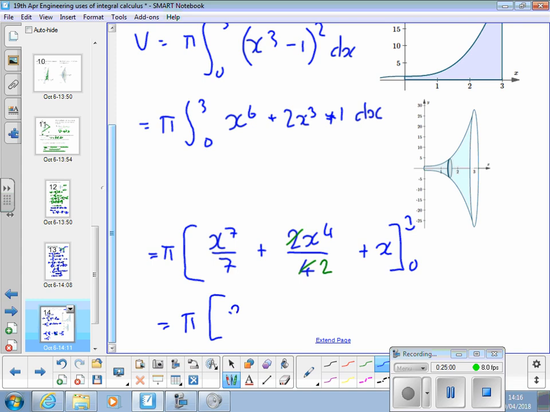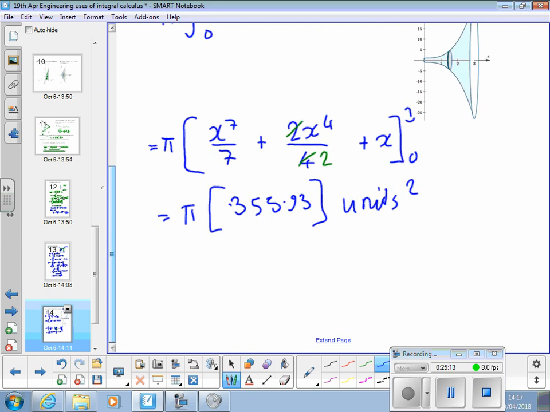pi times 355.93 units cubed, which is 1118.2 units cubed. Whole number, or is that? I think in general, leaving it as 355.93 pi would be fine.